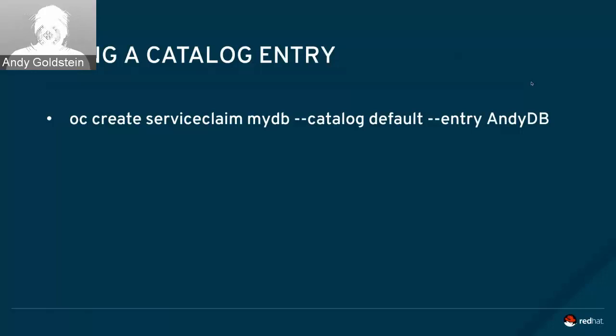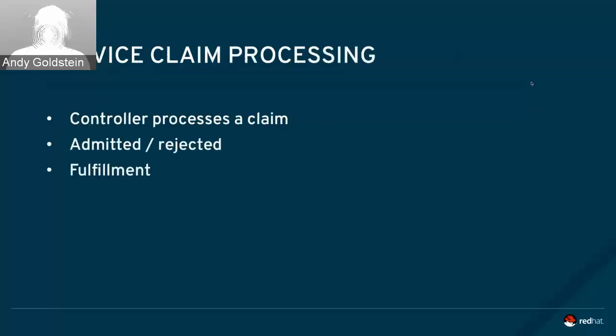So here's my example, OC create service claim. MyDB being the name, and then I specify that I want it to come from the default catalog, and I'd like to use the AndyDB entry. So what happens when you create a claim? We will have some code running in a controller that processes the claim. And the first thing that would happen is that claim would be evaluated to determine if it should be admitted or rejected. And that could go a few different ways.